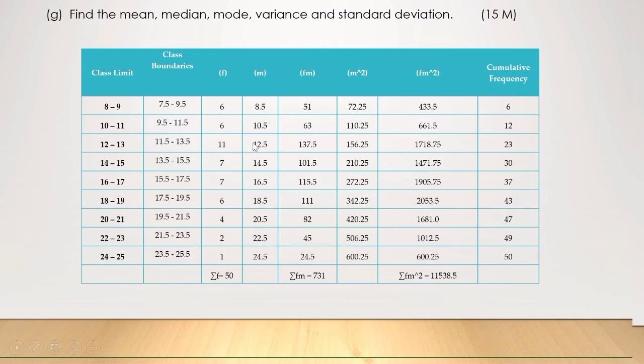So once we find all the columns and then we total up, we get the total FM squared, FM, and total F. So all these totals will be inserted in the formula later on so that it will be easier for us to convert in the formula and find the answers for each. For mean, this is the formula, which means total of FM, frequency times midpoint, over total frequency. N is total frequency. So 731 divided by 50. So the mean is 14.62.